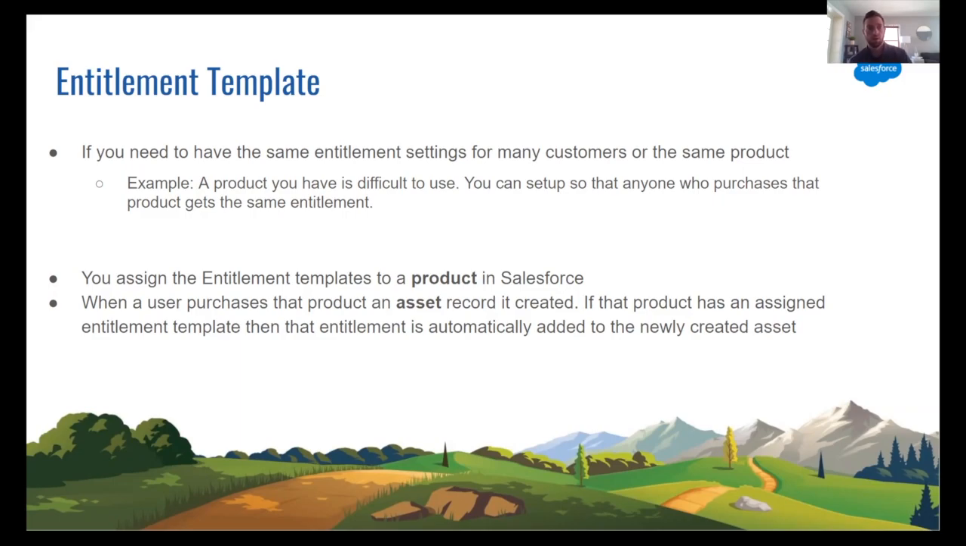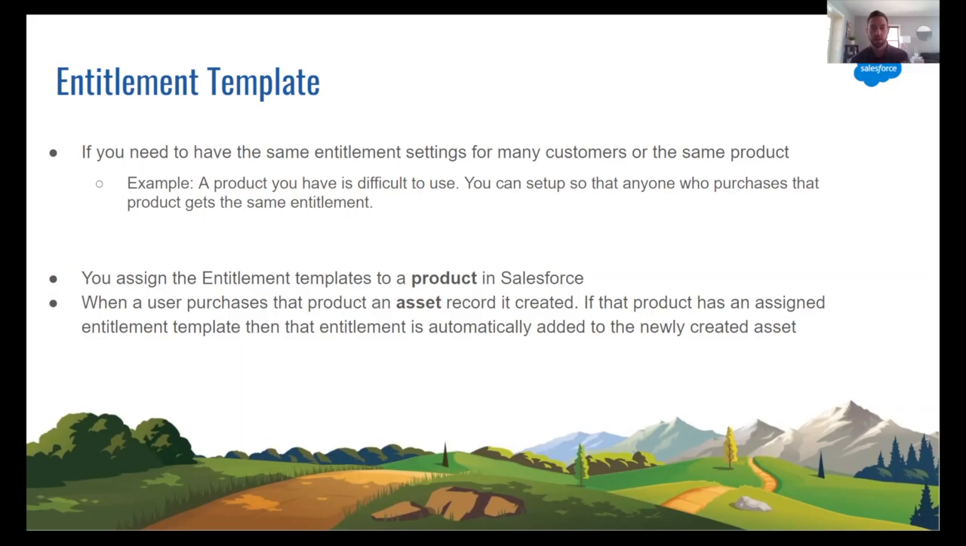So you go in and create the entitlement template. It looks just like a normal entitlement, but instead of assigning out to an account, we now assign it out to a product in Salesforce. So this entitlement is attached to this product. Wherever that product goes, this entitlement goes. So when a customer purchases that product, an asset record is created with that product attached.